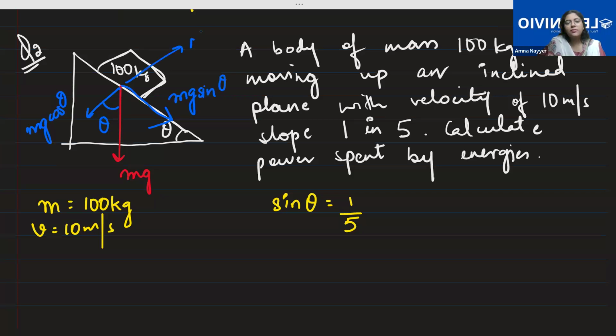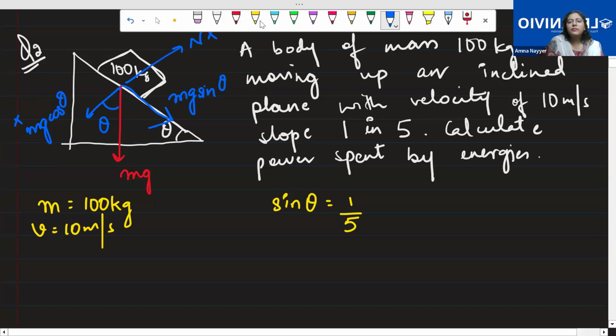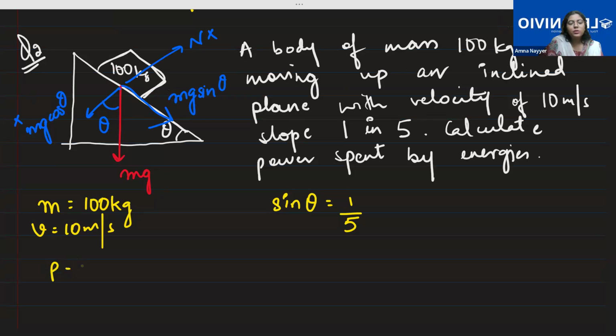Now the mg cos theta is balanced by the normal reaction, so perpendicular to the plane you don't have any motion. You will have mg sin theta present. This mg sin theta is actually the force countering the applied force on the body moving up. When we talk about power, power is equal to force into velocity. This was one of the modifications of the formula that we saw last. Here, the force is mg sin theta.